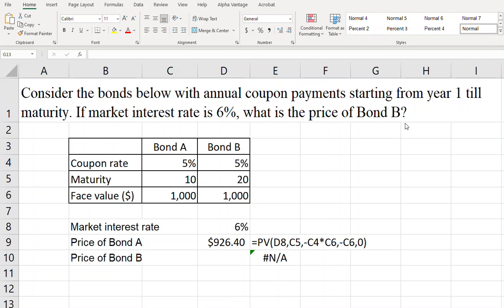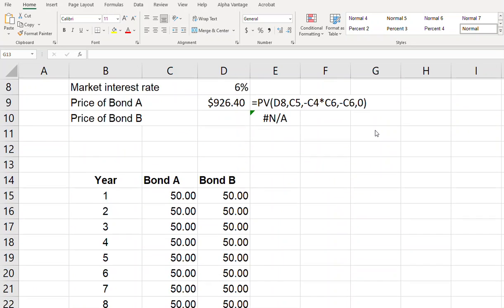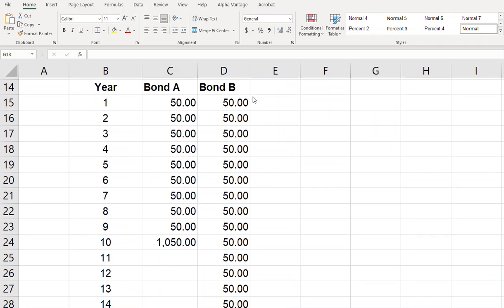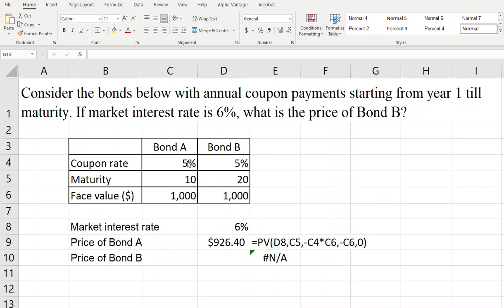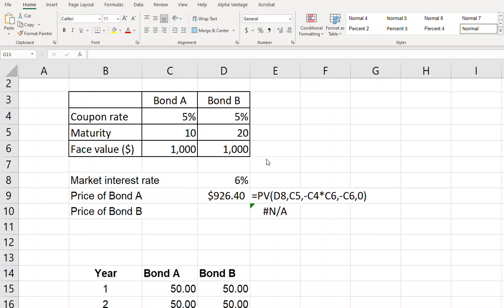So we already solved for bond A, but I wanted to also demonstrate a second way that you could solve for this. We could actually build out a timetable describing the cash flow payments. Bond A, we knew, pays a 5% coupon rate and a face value of 1,000. So the annual coupon payment would be 5% of 1,000, or $50, over a 10-year period. Bond B is just like bond A with the exception that there's a 20-year maturity. So we'd have a 20-year annuity of $50 a year and a lump sum payment at the end of 1,000.